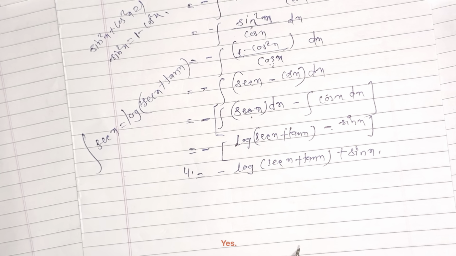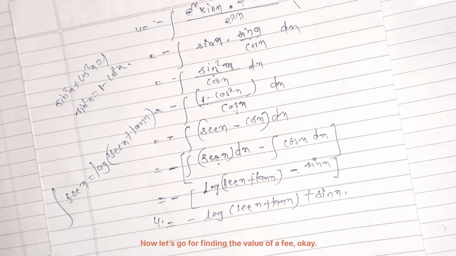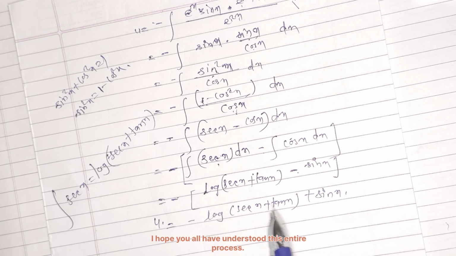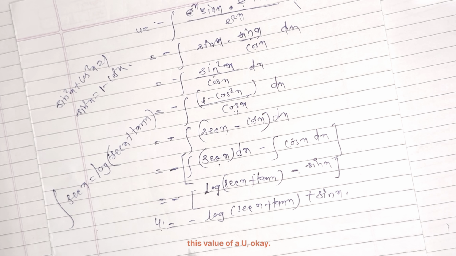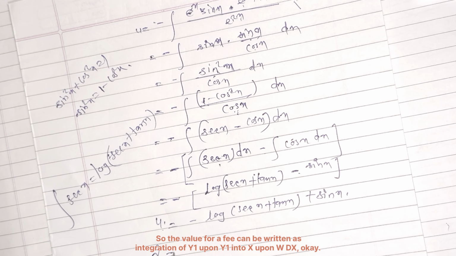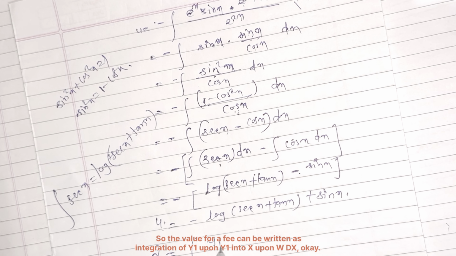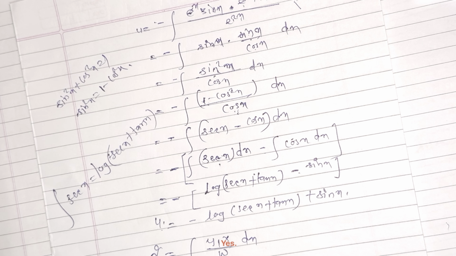Now let's go for finding the value of phi. I hope you all have understood this entire process. It is a little bit of calculation, but I simplified it into a simple form first, and then I got this value of u. So the value for phi can be written as integration of y1 into X upon W dx. So put the value for y1. What is the value for y1? e raised to x cos x.